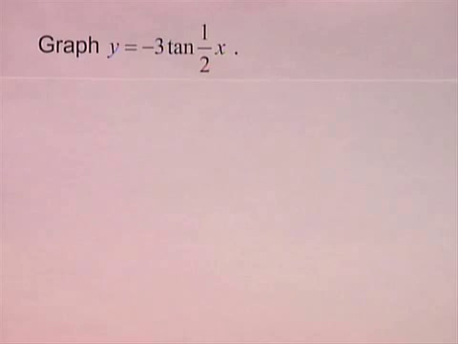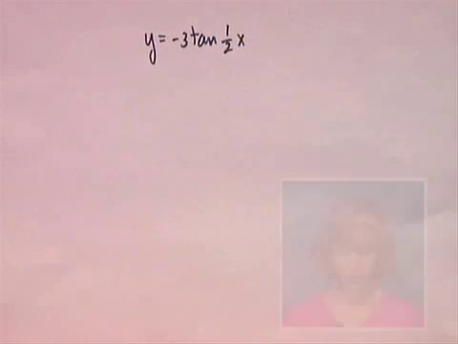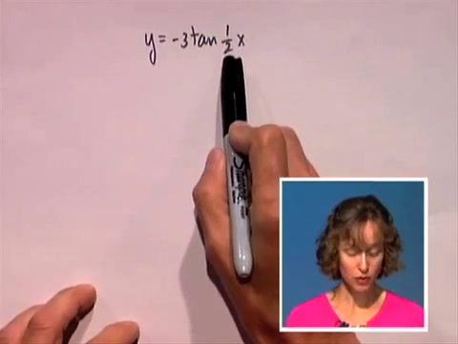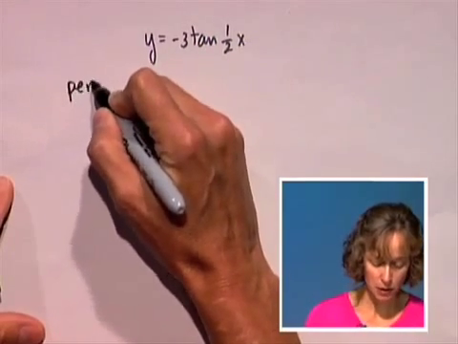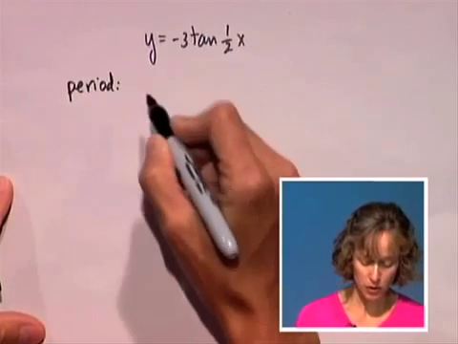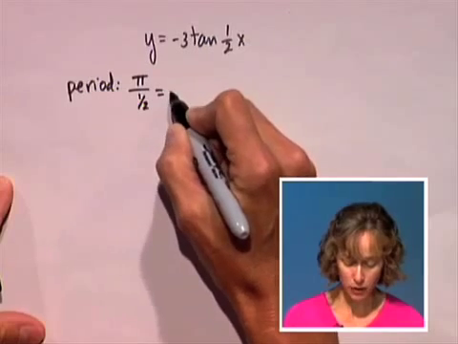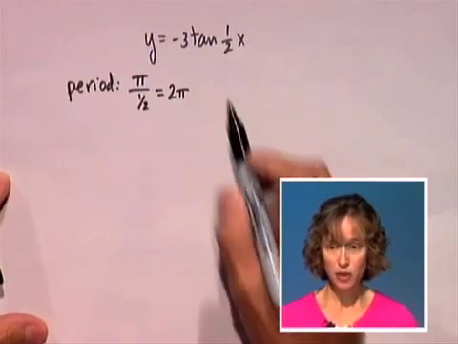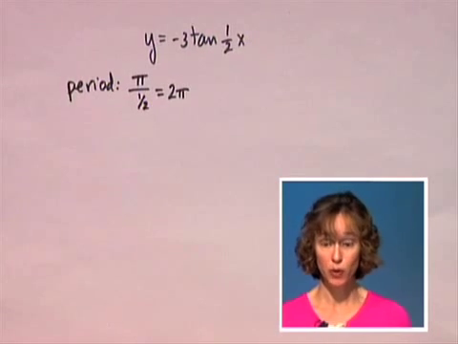Let's graph a tangent function. We want to graph y equals negative 3 tangent 1/2 x. So here's the thing we want to graph. Remember that the tangent, if the coefficient of x is 1, has period pi. So the period of this particular tangent function is going to be pi divided by 1/2, which is 2 pi, which means a set of vertical asymptotes for this tangent need to be 2 pi units apart.